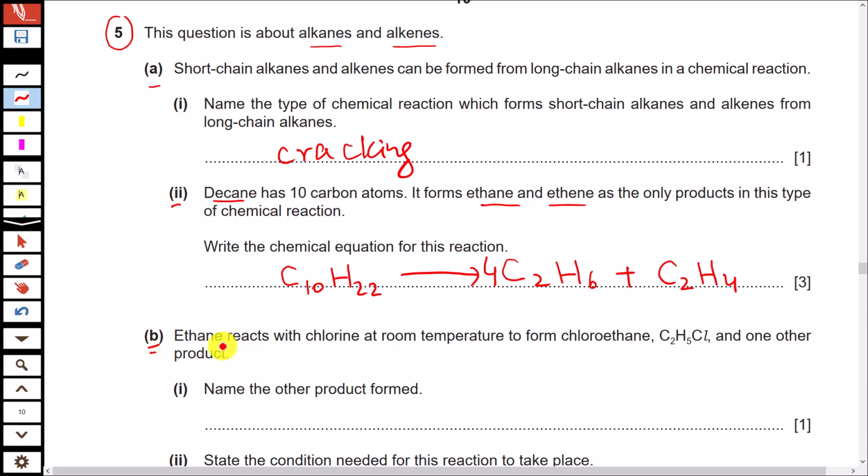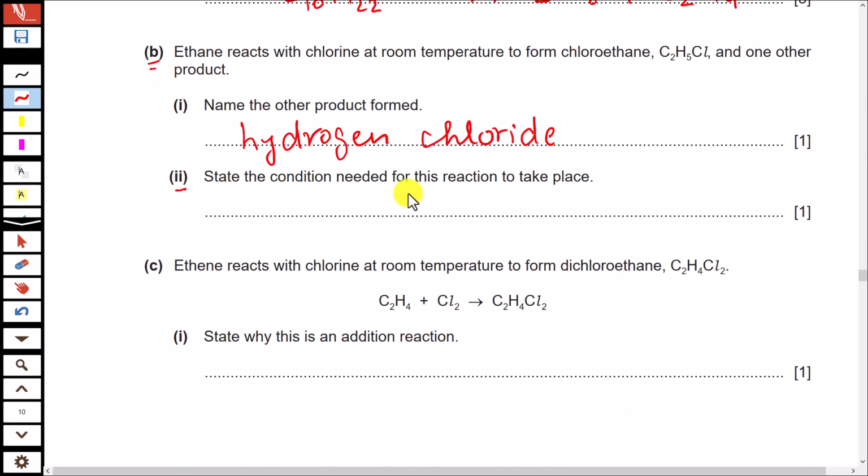B part, ethane reacts with chlorine at room temperature to form chloroethane and one other product. Name the other product formed. This is substitution reaction of ethane, and in this reaction hydrogen chloride is produced other than chloroethane. So answer here is hydrogen chloride. State the condition needed for this reaction to take place. For this reaction to take place, ultraviolet light is needed, and then ethene reacts with chlorine at room temperature to form dichloroethane. State why this is an addition reaction.